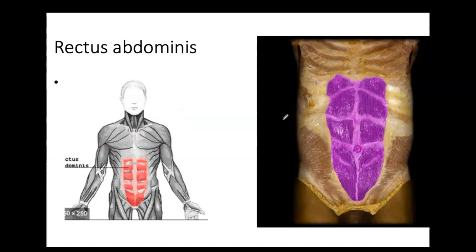Okay, Rectus Abdominis. I think you all know this muscle, the Rectus Abdominis, and it flexes the lumbar region. You can do your sit-up because of the Rectus Abdominis, your six-pack.